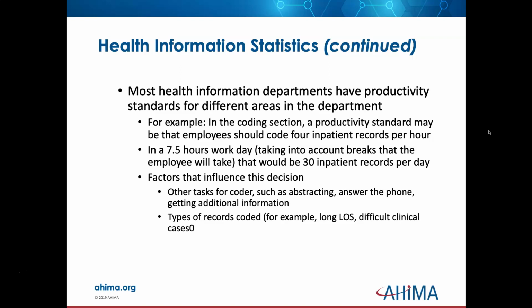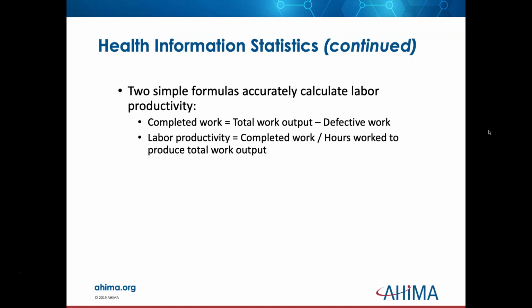So on average, if you say 4 inpatient records per hour, you need to take into account that average should reflect what if they have an OB case versus what are they if they have a complex case. Otherwise, that 4 inpatient records per hour needs to change based on length of stay or difficulty or things like that. There are two simple formulas that accurately calculate labor productivity. One is completed work, and that's total work output minus defective work. The other is labor productivity, which is completed work divided by hours worked to produce the total work output.